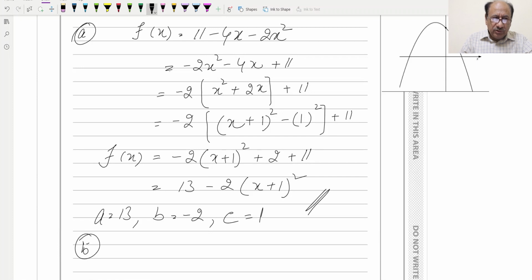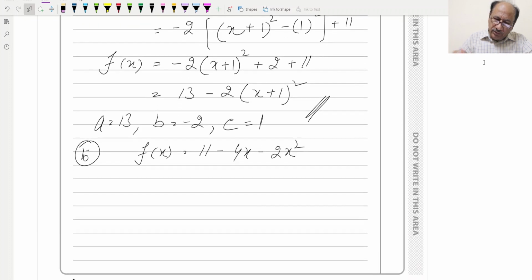We will take this equation f of x is equal to 11 minus 4x minus 2x squared, and from here we know that this is a quadratic equation and the coefficient of x squared is minus 2. We know that negative 2 means opening downward, so it is an inverted U-shaped curve, which is opening downward because of this negative coefficient of x squared.